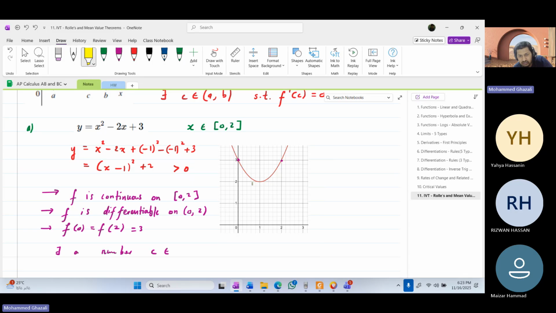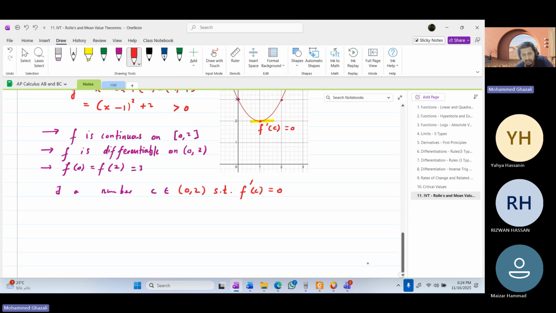Remember, there exists a horizontal tangent in between, because if you join from 0 to 2, you get this line here, but that's not a horizontal tangent. So the horizontal tangent depends on the type of function you have. So there's a horizontal tangent here. So this is the value of c. Now over here, you're going to say f prime c is equal to 0. So there exists a number c in 0 to 2 such that f prime c is equal to 0.